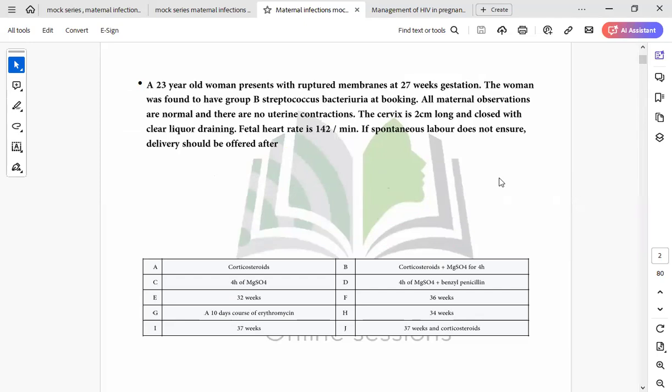This woman with ruptured membranes, 27 weeks. The woman was found to have GBS bacteriuria. Okay. All maternal observations are normal. There are no uterine contractions. Cervix is still long, closed, clear liquor. Baby is not having tachycardia. If spontaneous labor does not ensue, delivery should be offered after. After doing what? Or after how many weeks?